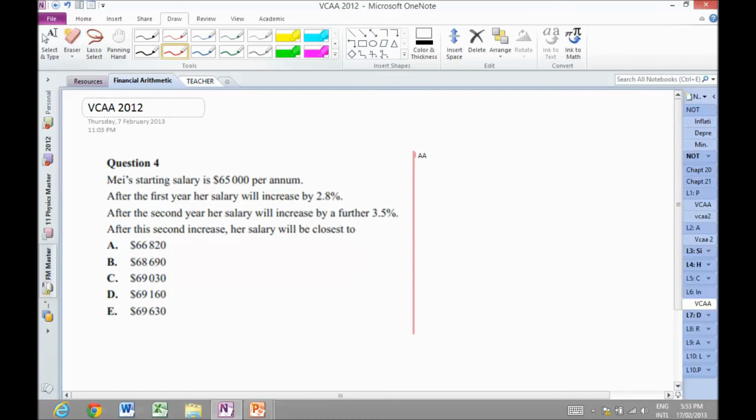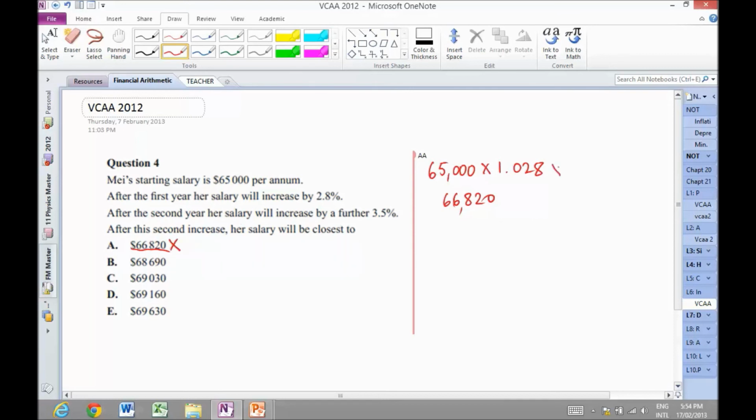So the first way would be to take the initial starting salary of $65,000 and to multiply that by 1.028. Now by multiplying by 1.028, effectively what we're doing is getting $65,000 and multiplying it by 1, and then on top of that adding the 2.8% increase. So this will give us a value that's somewhere in the realm of $66,820. You'll note that this is the answer given by A.